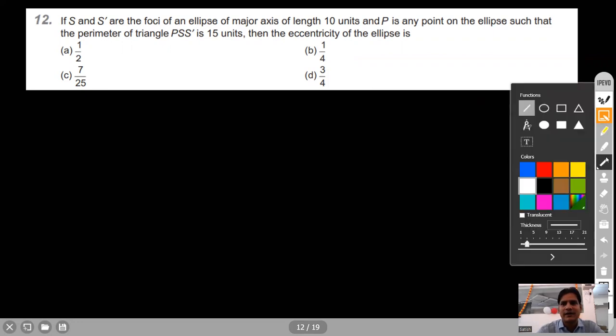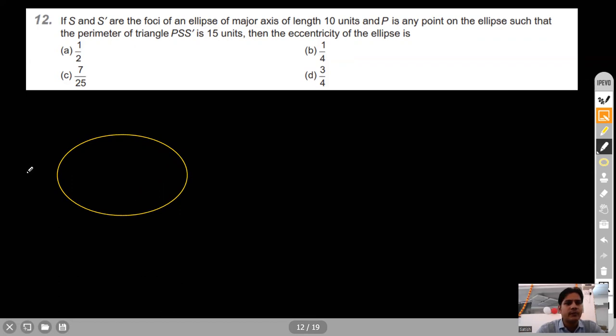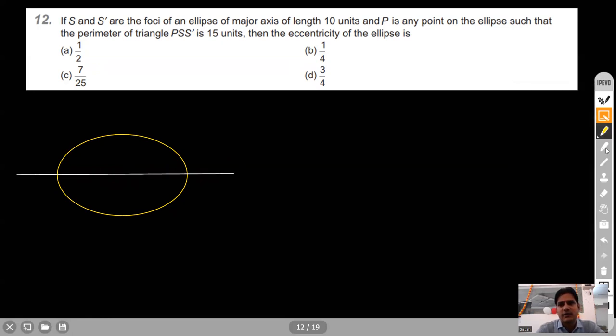Okay, let me just draw one rough sketch for this. Yeah, this is our ellipse. I need only this major axis. Now, S and S dash are the foci. So this is our point S, and suppose this is our point S dash. These are the foci of the ellipse, right?